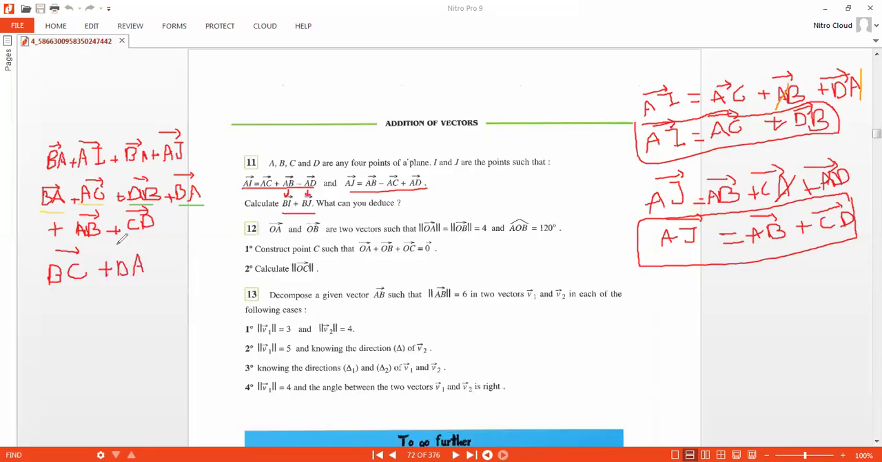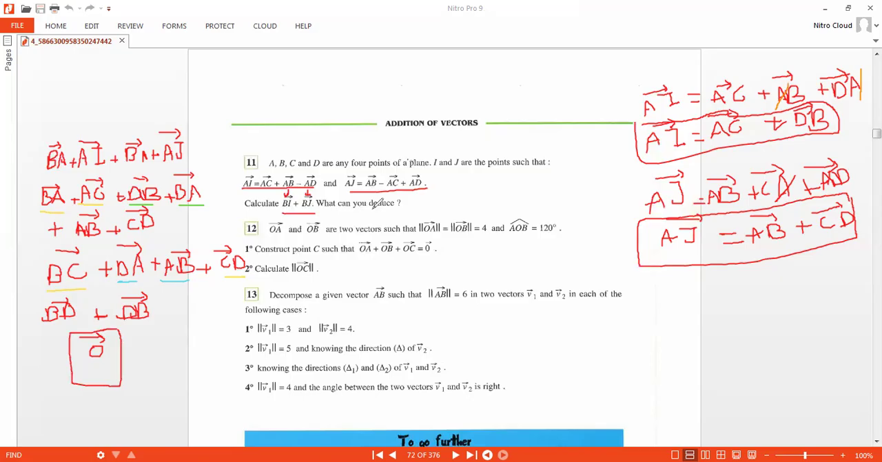Let us copy the other two. We have AB and CD. I'm going to choose BC with CD and DA with AB. Okay? BC with CD will give me BD, and DA with AB will give me DB. BD and DB are two opposite vectors, which means 0. Oh, so BI plus BJ gave me a 0 vector.